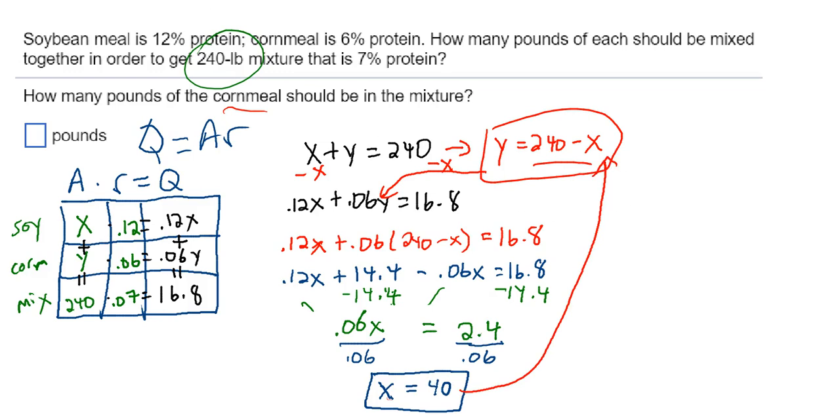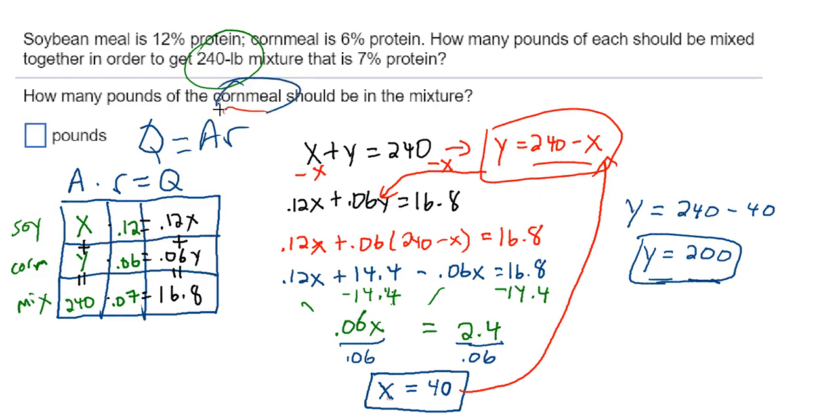So we have Y equals 240 minus X, which is 40, and I get that Y is equal to 200. And so that's the amount of cornmeal. And that's what they're asking for first here, right? So Y is the amount of cornmeal, which we found is 200. That's what you want to type into this box here. And then once you confirm that answer, then it will ask you for the amount of soybean meal, and that's where you will type in the 40.